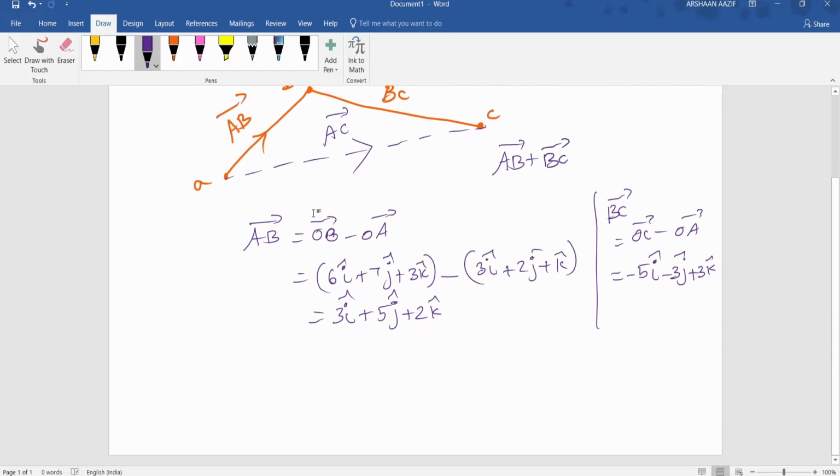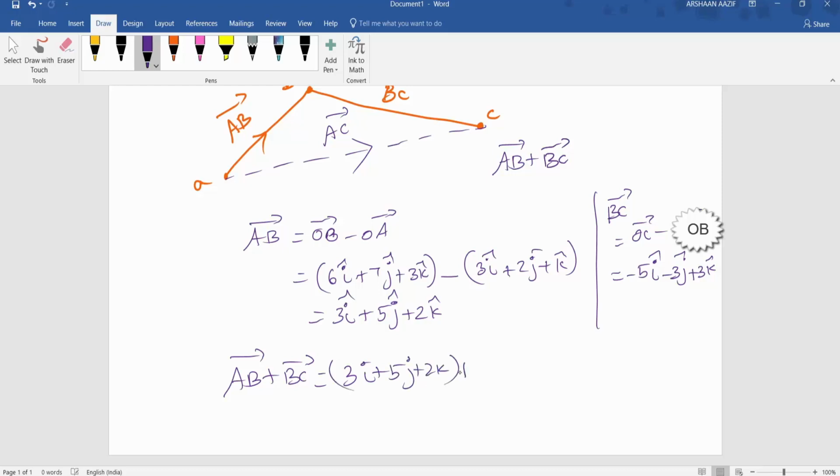Now if I have to add it, it is just AB vector plus BC vector, which is equal to 3i plus 5j plus 2k plus minus 5i minus 3j plus 3k. So if I add the corresponding components, 3 minus 5 is minus 2i, 5 minus 3 is 2j, 2 plus 3 is 5k. So this is the answer when I add two vectors directly.